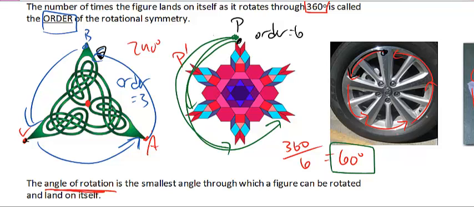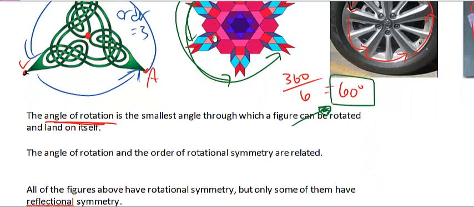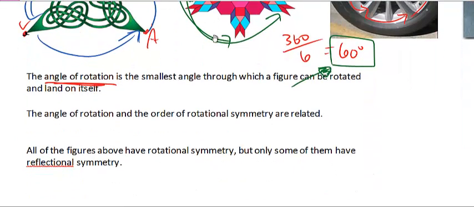And so I do want us to understand that how I find the angle of rotation is simply by taking 360 degrees and dividing by the order, right? N equals the order. So whatever the order of rotational symmetry is, I can find the angle of rotation by dividing 360 by it.